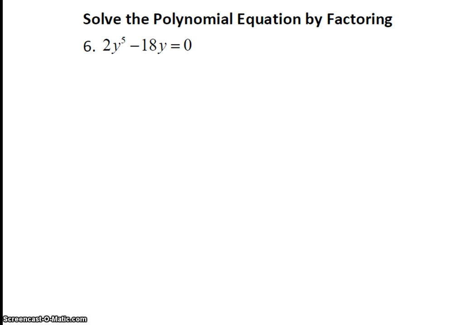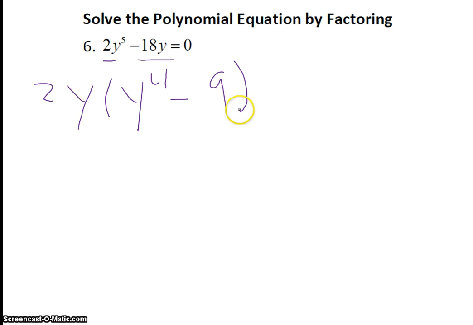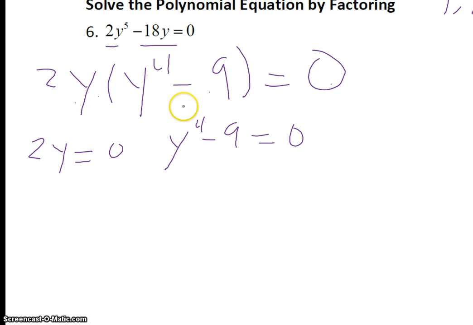So here we're going to solve. So I'm going to pull out my GCF, which is a 2y, and I'm left with y to the 4th minus 9 equals 0. So since I have the product of two things equaling 0, I can set each equal to 0. So I set each term equal to 0, and this first one, when I divide by 2, I get y equals 0. The second one is a difference of squares, so I can factor that.